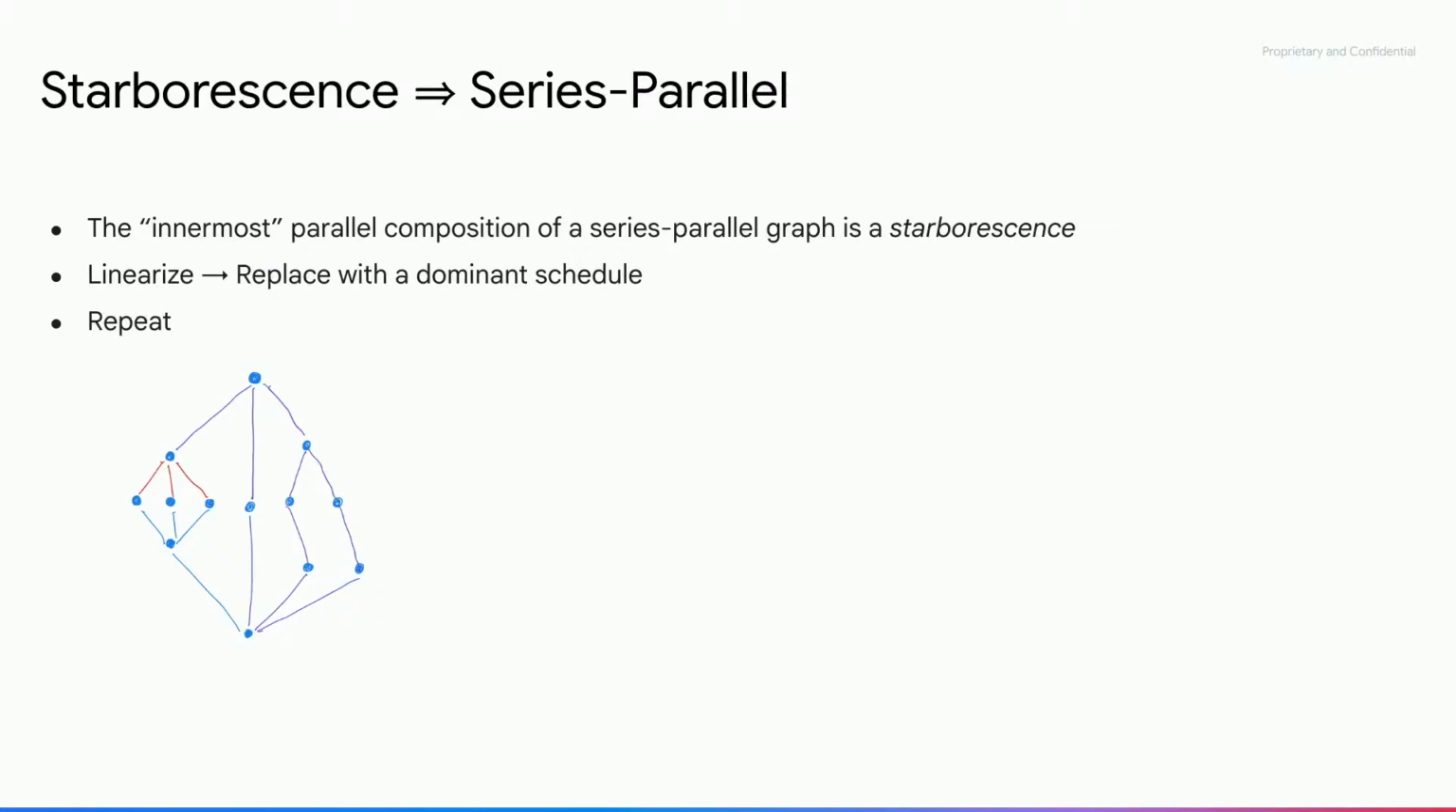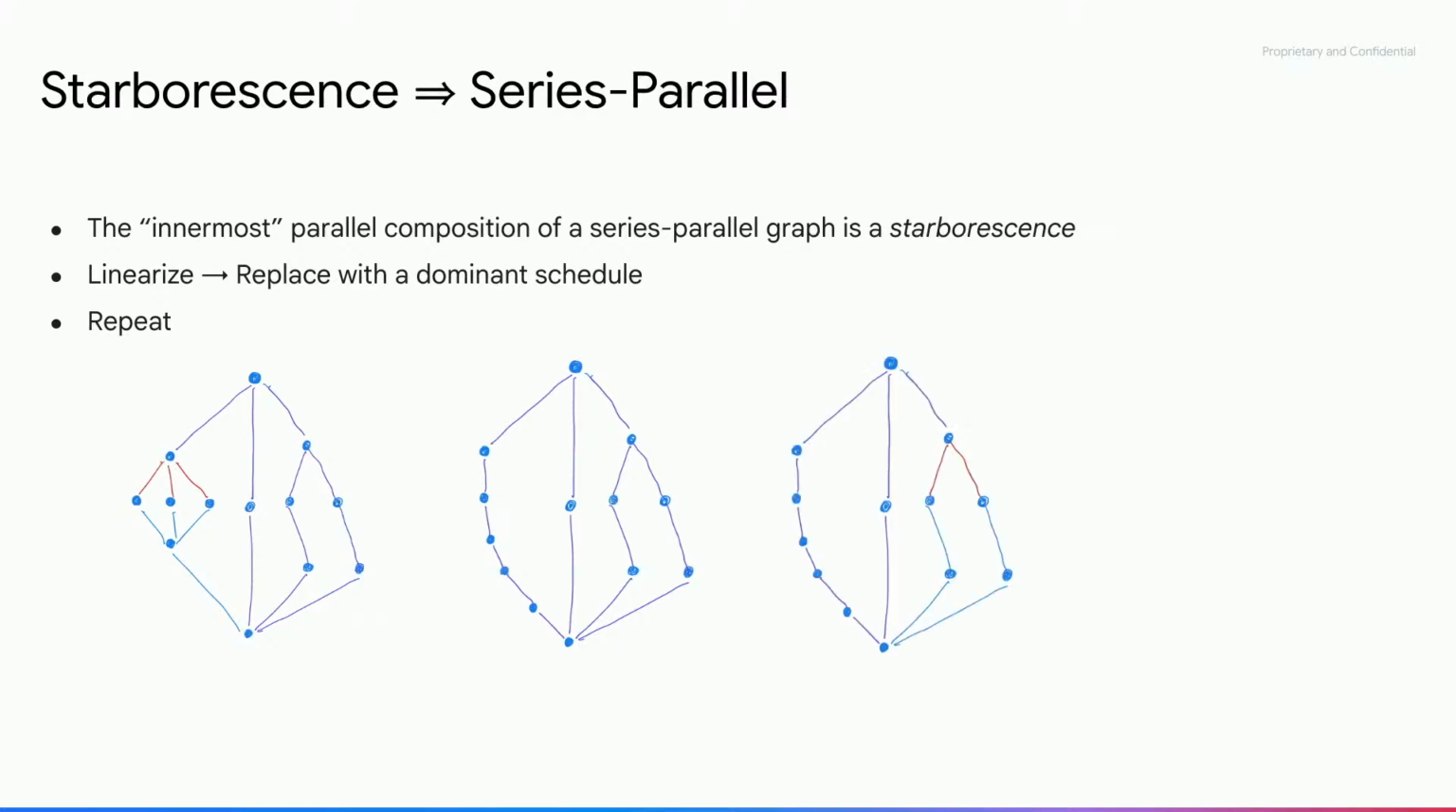So let's say we have the graph there. This diamond thingy is a starborescence. I'll replace it with its dominant schedule and get a new SP graph. I find the next starborescence. Let's say this is a starborescence. I'll replace it with a linear schedule. Now this whole thing is a starborescence, so then I'll solve this. Okay. So starborescence to SP, sort of easy. That's how we want to do it.